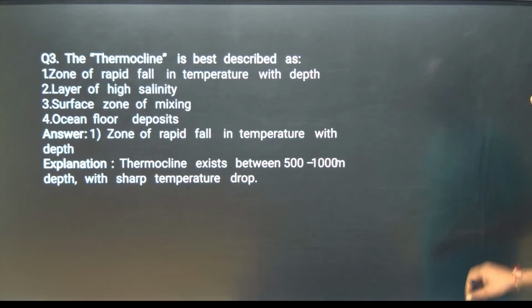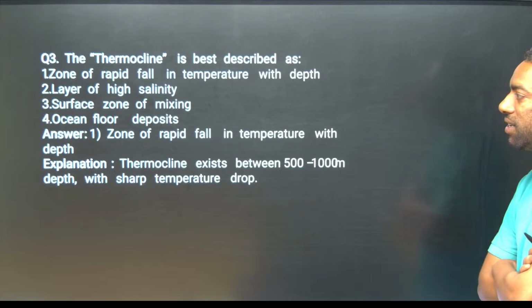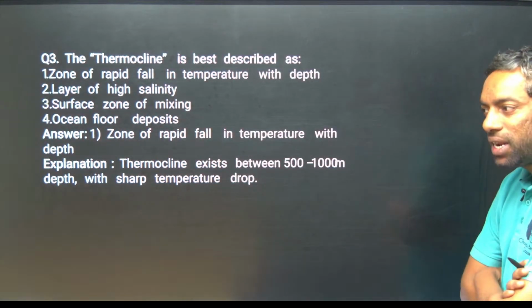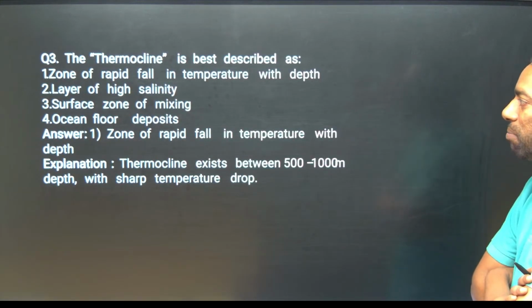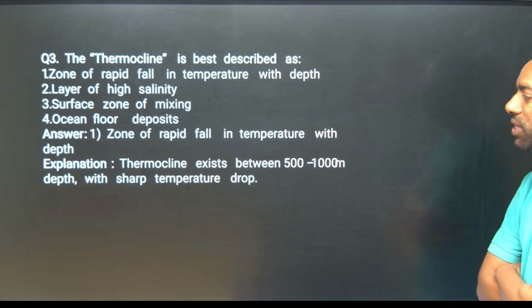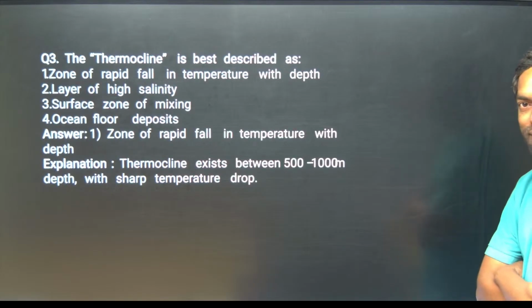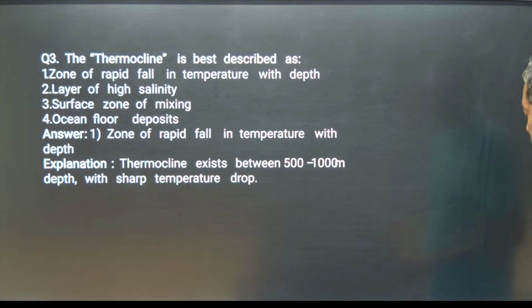Thermocline is best described as the zone of rapid fall of temperature with depth. Of course, thermo means temperature, not salinity, not mixing zone, not ocean floor. Cline means down. Zone of rapid fall of temperature with depth. If depth increases, temperature decreases in the ocean.